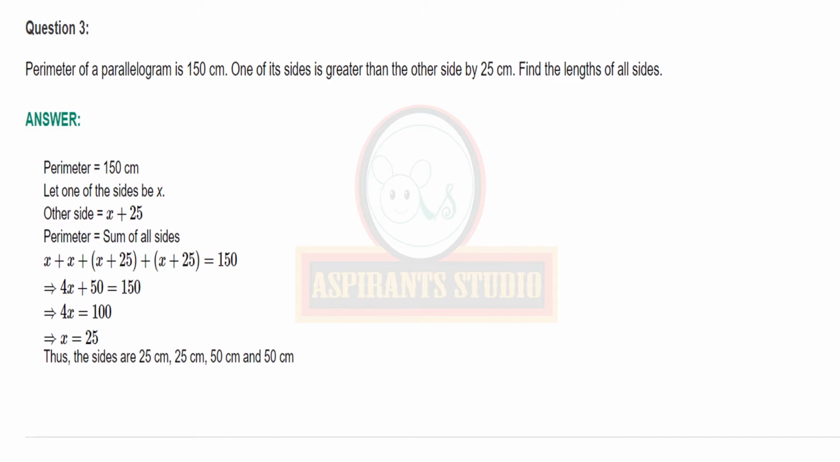So now 4 sides are there for the parallelogram. And opposite sides of the parallelogram are congruent. So x plus x plus x plus 25 plus x plus 25 is equal to 150. Here within brackets you write opposite sides of the parallelogram are congruent. Now x plus x plus x plus x will be 4x. 25 plus 25 is 50. 4x plus 50 is equal to 150.